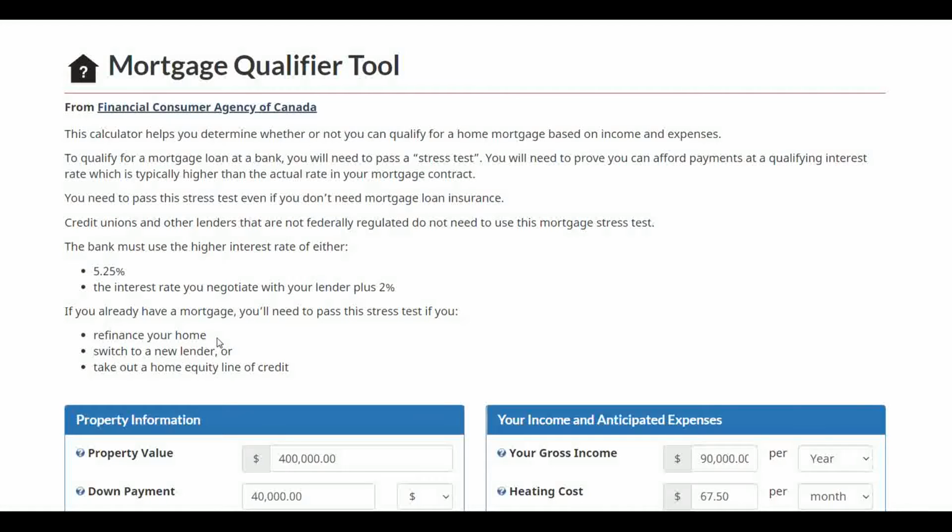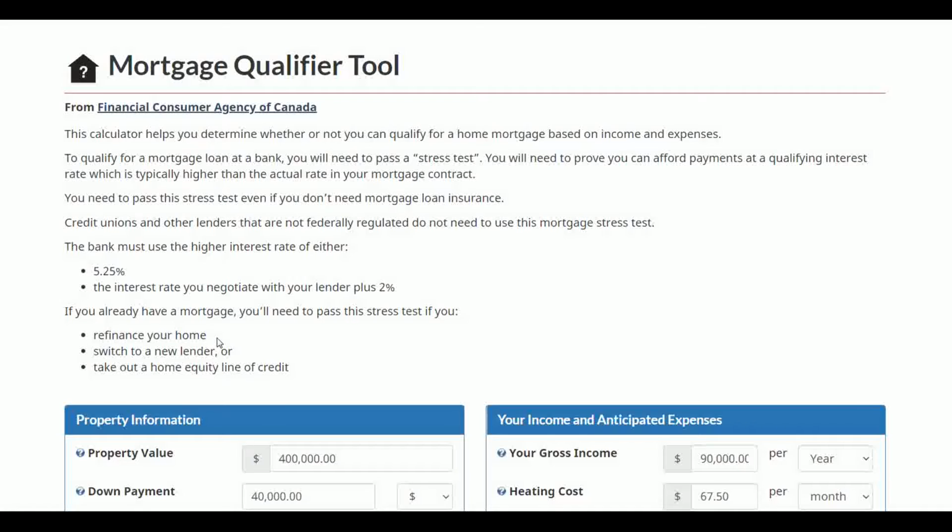The first rate is the 5.25%, which is the qualifying rate as of today, which is October 17th, 2021. That's basically the prescribed rate set by the government. The alternative to this is to use the interest rate on the contract, which is the rate that you've negotiated, plus 2%. Whichever rate is higher, that's the rate they'll use.